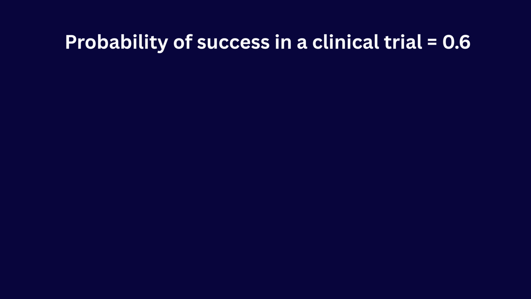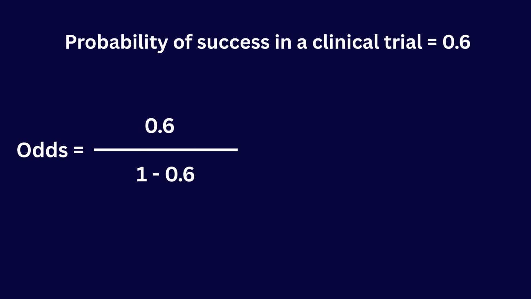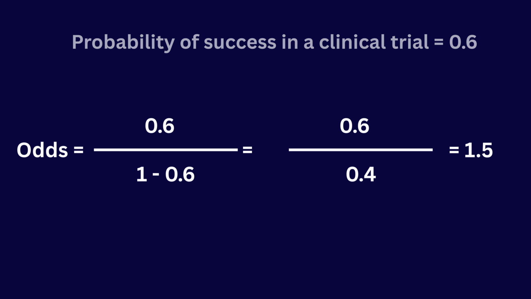Suppose the probability of success in a clinical trial is 0.6. Then the odds of success are 0.6 divided by 1 minus 0.6, equals 0.6 divided by 0.4, equals 1.5. So the odds are 1.5 to 1, meaning 1.5 chances of success for every one failure.